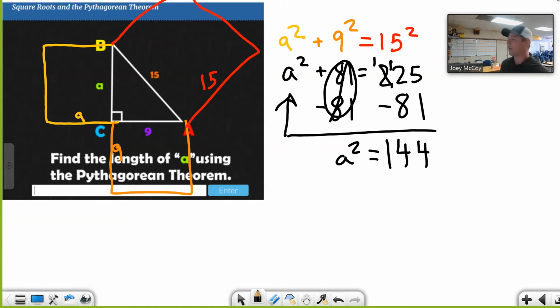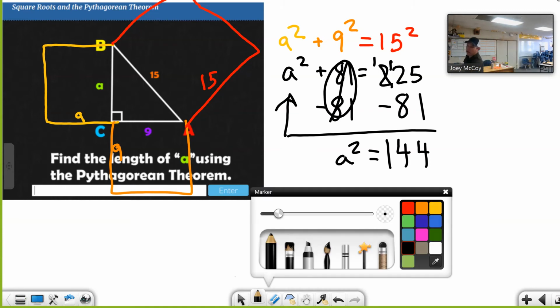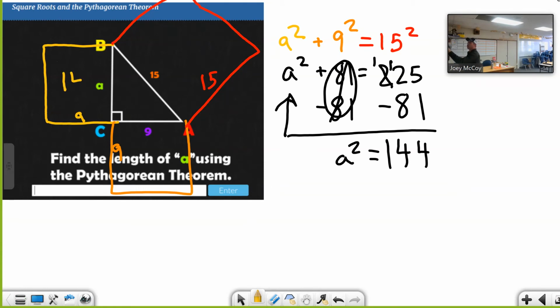Now this is telling me that the area of this square over here is 144. That is the area of the square. But it doesn't want to know the area of the square. It wants to know the side length. So I have to think, what times what equals 144? And that's why we have the square root.